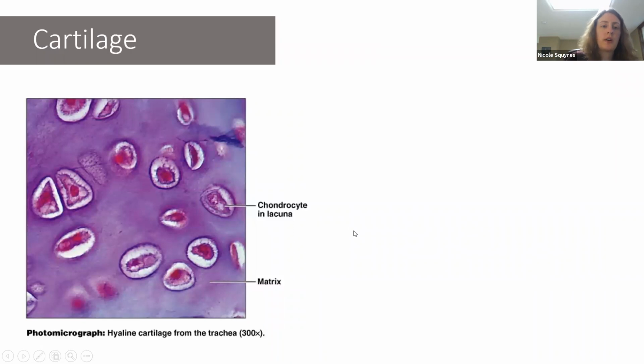And just for a quick comparison here, we will be talking a little bit about cartilage as well, especially when we talk about the growth of bone and joints, which contain cartilage. So cartilage is the other type of supporting connective tissue. It also has a solid matrix, and we'll see that it has some similarities and some differences from bone. So it contains cells, but its cells are called chondrocytes. Chondro meaning cartilage, cyte meaning cell, so cartilage cells.